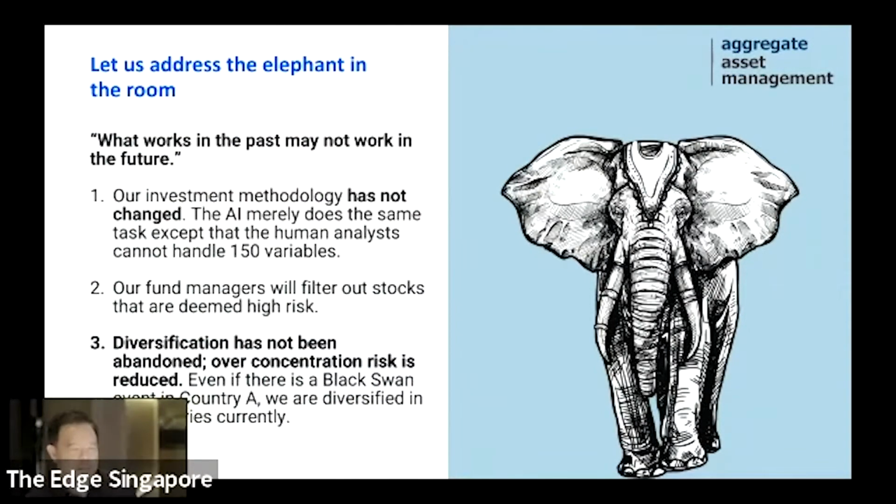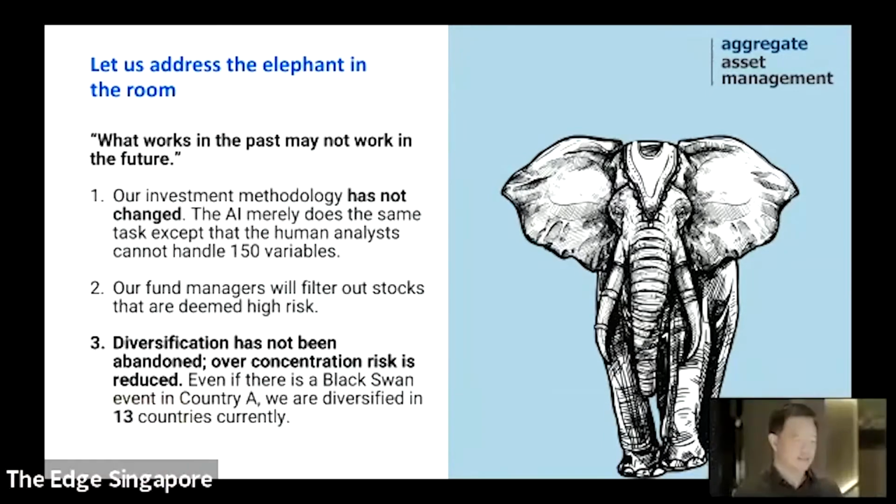Another question asked by participants, this question almost 100% always comes, the elephant in the room, is: what works in the past may not work in the future, right? But let's not forget that our investment methodology, the tenets, the philosophy in Aggregate has not changed. The AI merely does the same task, except that the human analyst cannot handle 150 variables, while machine learning can. And our fund managers will filter out the stocks that are deemed high risk out of the portfolio. So they don't wake up in the morning and this Terminator generates 20 stocks, and our fund managers just buy the 20 stocks blindly. There is a human input involved.